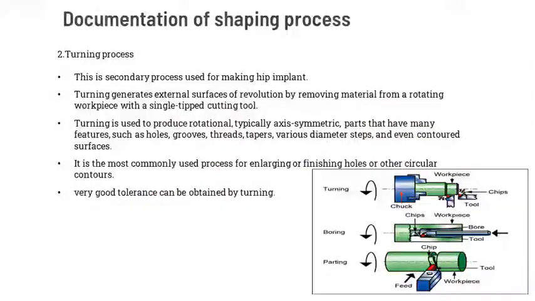The second process is the turning process. This is a secondary process used for making hip implant. Turning generates an internal surface of revolution by removing material from a rotating workpiece with a single point cutting tool. Turning is used to produce rotational, typically axis-symmetric parts that have many features such as holes, grooves, threads, tapers, various diameter steps, and even contoured surfaces. It is the most commonly used process for enlarging or finishing holes or other circular contours. Very good tolerance can be obtained by turning. The figure beside shows the turning process.